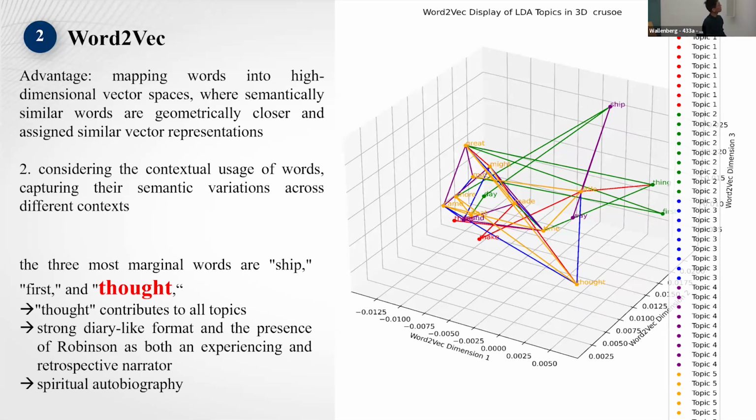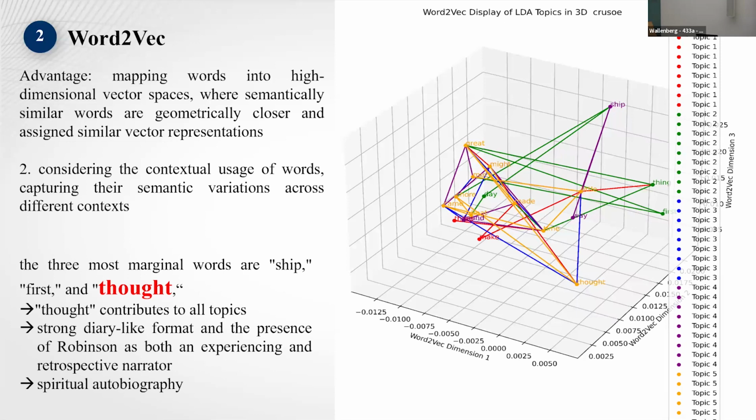But word2vec can help us to arrange these words according to their semantic relation. That is to say, two words that are closely related to each other in meaning, or in semantic meaning, will be mapped nearer in the 3-dimensional space. So we have applied word2vec to the topic words. So altogether we have 5 topic clusters.